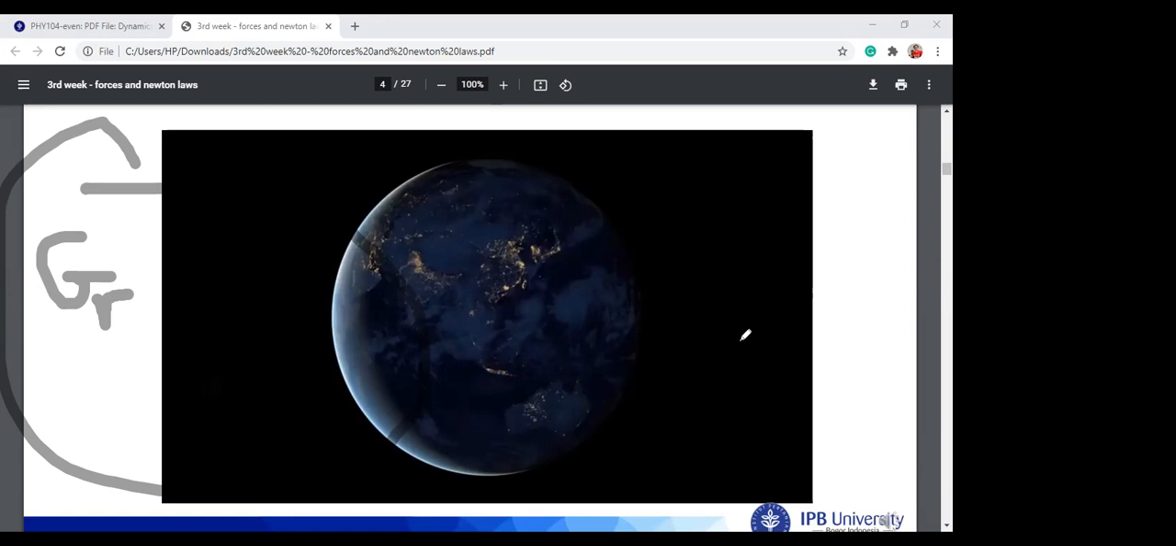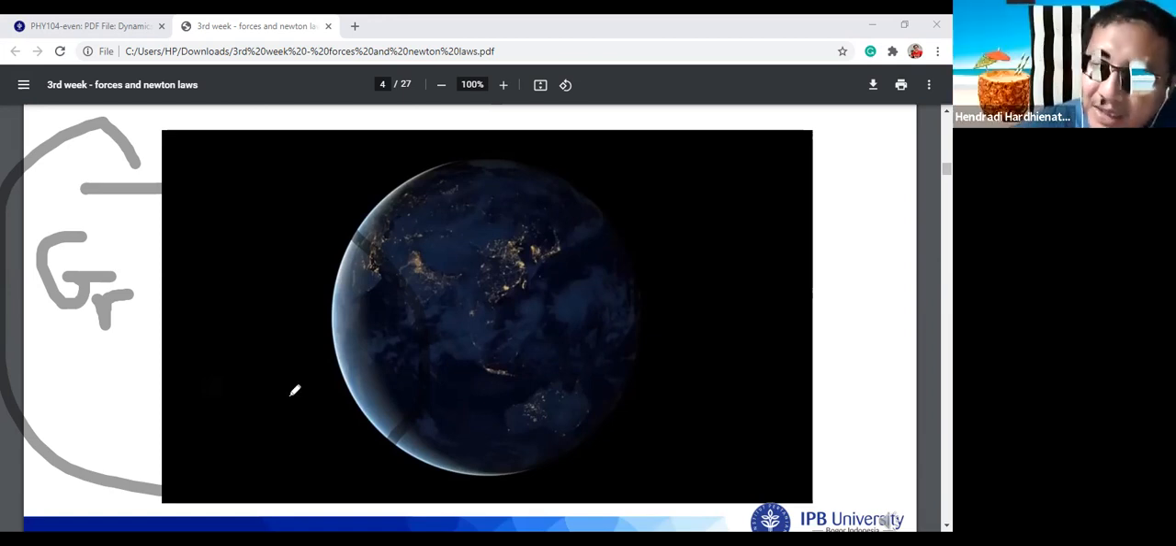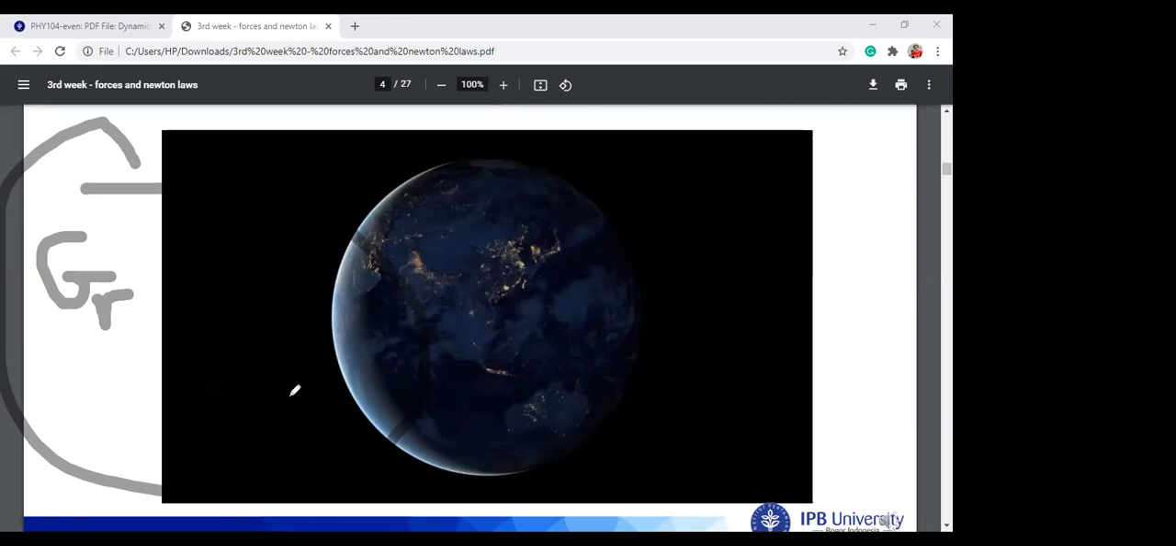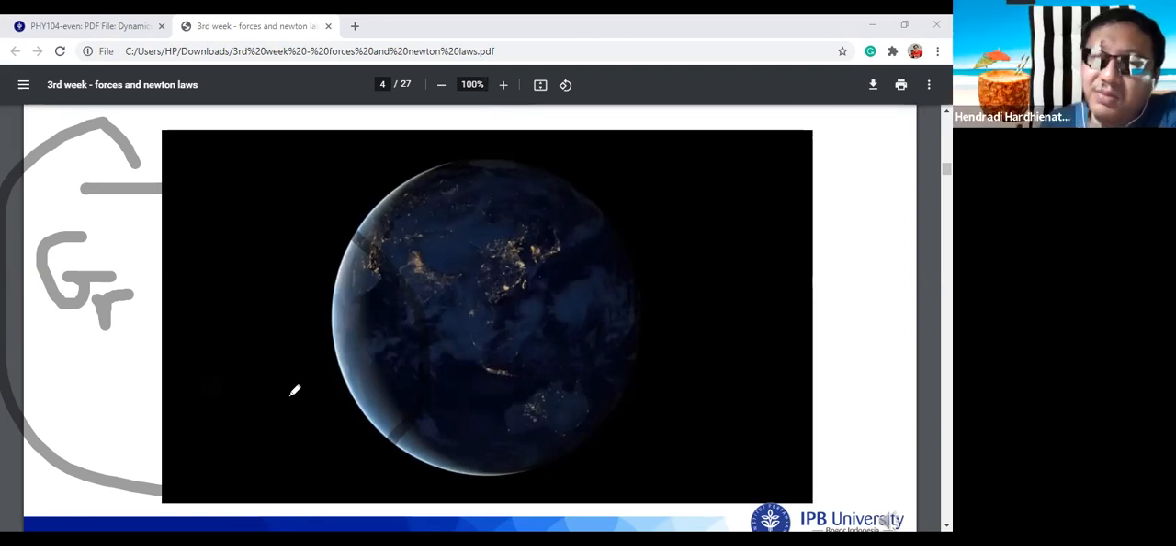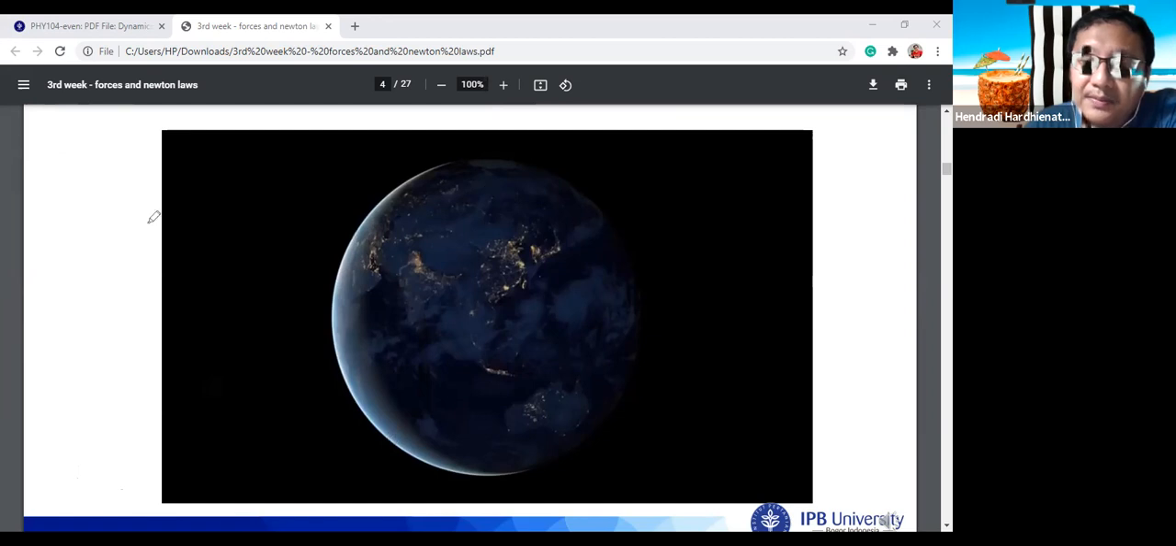Because there is gravity. Right. This is the force of gravity. Gravity is a force between two masses or more, a force between bodies with mass. So the reason why our Earth can be in motion is because there is gravity.